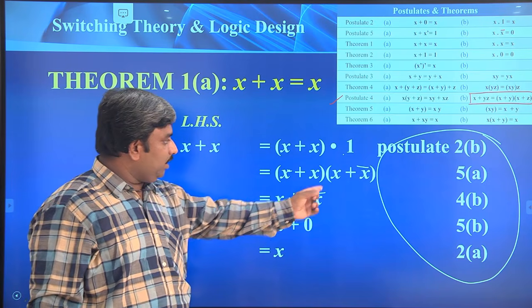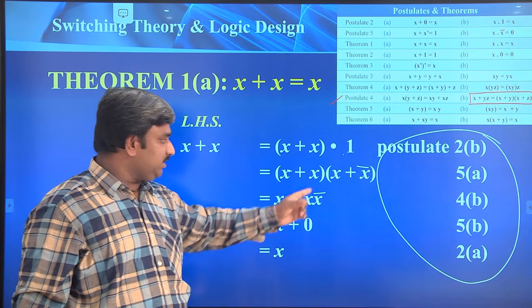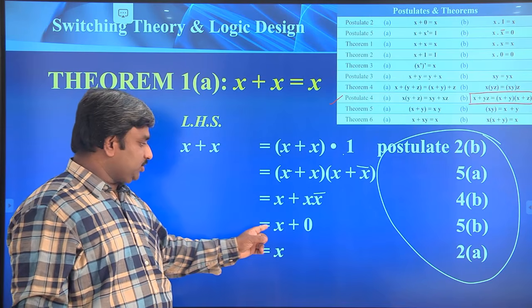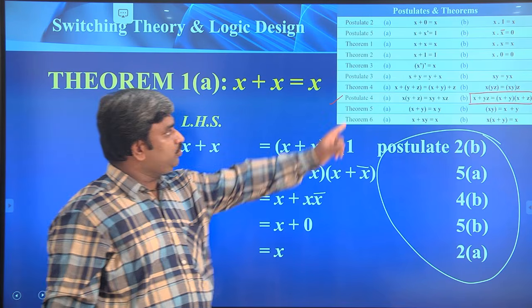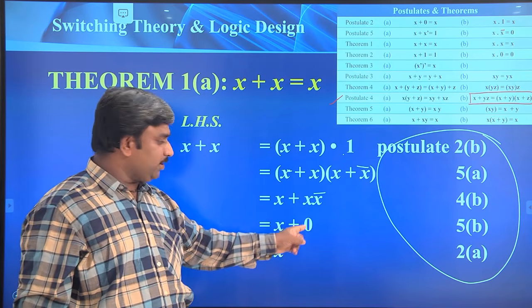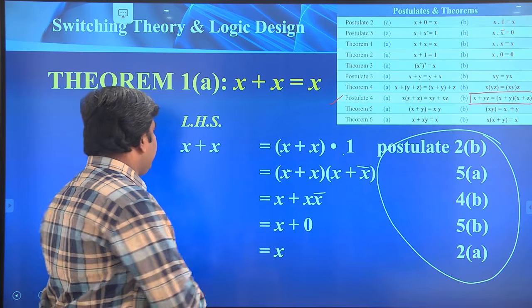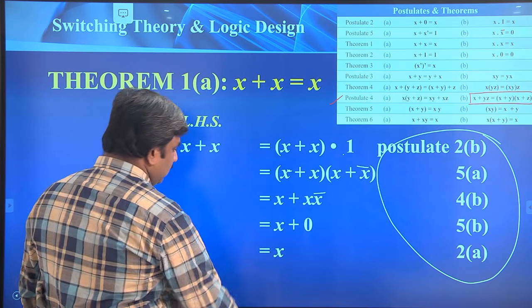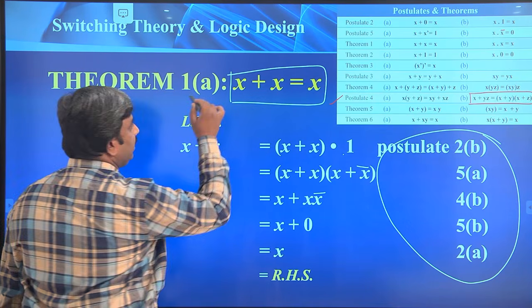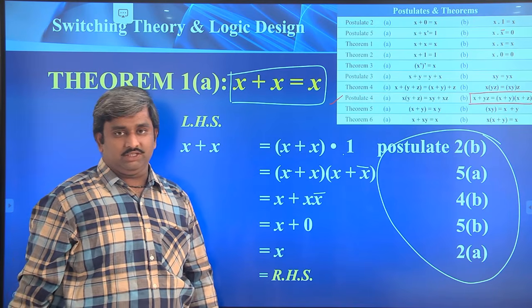Then we can write this one as x plus yz. In the place of y we have x, in the place of z we have x bar. X plus x into x bar. Next, x into x bar is equal to 0 from the postulate 5b. That is, we have written x plus 0 is equal to x. So finally, here this is nothing but the RHS. So we are proving x plus x is equal to x. This is a very simple operation. This is the theorem 1a.